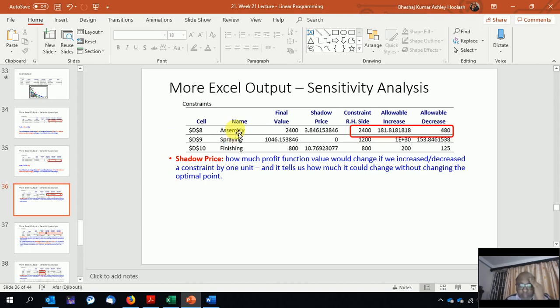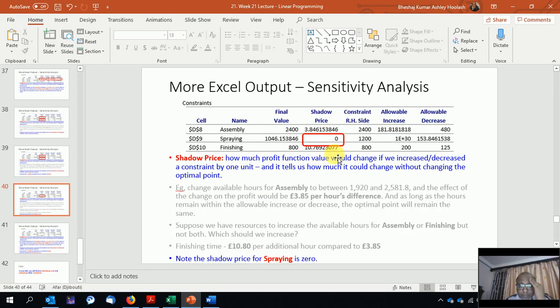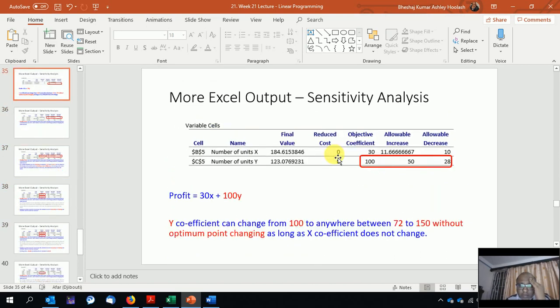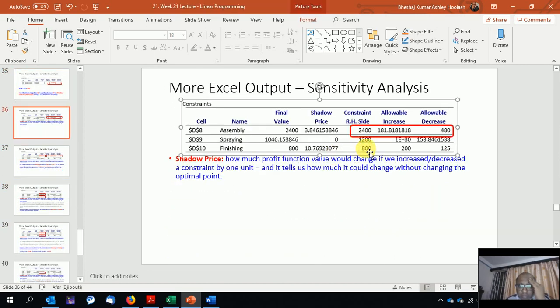That's for the assembly. Similarly, for what is highlighted here, we increased earlier 800 to 801, but how far can we increase? We can increase it to 1000, an increase of 200, or we can decrease it by 125, hence you can decrease it till 675. So that's just interpretation of these numbers.